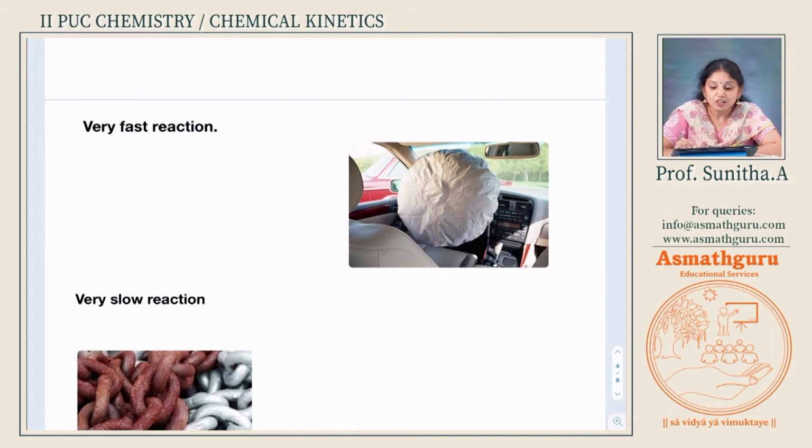This is going to be an airbag which has opened in a vehicle once there is an accident or a collision. Let us understand what is happening. This is completely chemistry. Let us see. Inside this airbag they would have filled a chemical substance called sodium azide, NaN3.